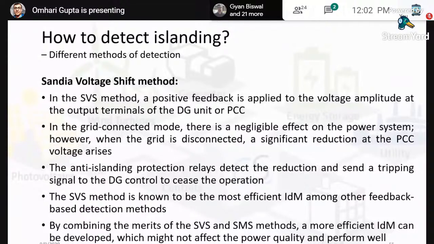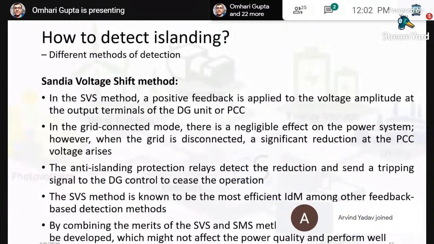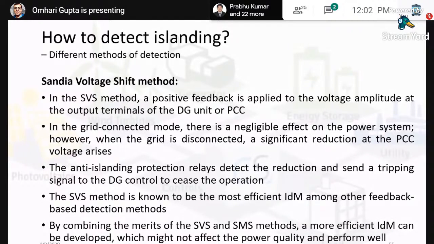Then comes the Sandia voltage shift. In this method, what is there? A positive feedback is applied to the voltage amplitude this time at the output terminals of the DG unit or PCC. In the grid connected mode, there will be a negligible effect on the power system. However, whenever it is in disconnected mode, a significant reduction in the PCC voltage will be observed. Okay. Anti-islanding protection relays detect the reduction and send the tripping signal to the DG, so that the output of the DG can be ceased.